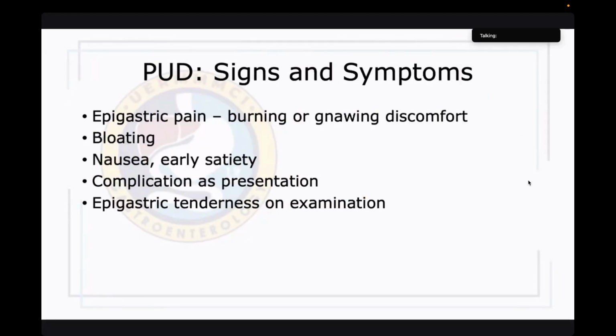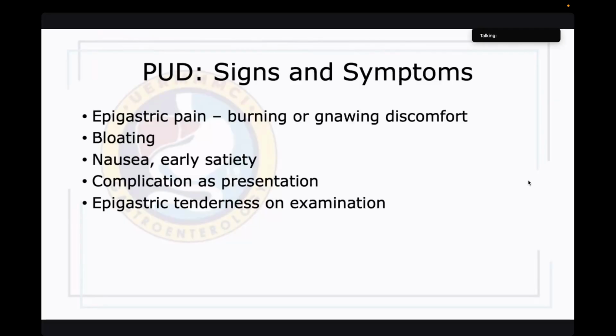The most prominent symptom for peptic ulcer disease is epigastric pain or epigastric discomfort, and this is often described as burning or gnawing discomfort. Patients usually also complain of abdominal bloating and nausea as well as early satiety. It is also important to note that 70% of patients with peptic ulcer disease have none of these symptoms, especially those caused by NSAIDs. So they might not have the usual symptoms of pain, but they might present already with a complication, and most often this is gastrointestinal bleeding.